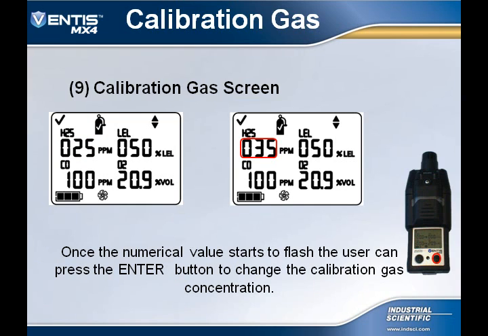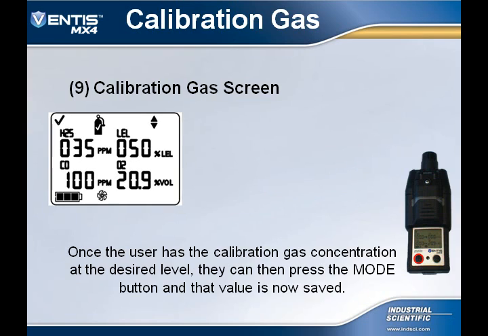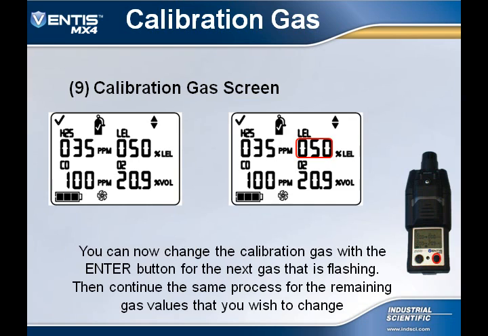Pressing the Enter button will change the calibration gas to the desired value for the first gas. This slide shows changing the calibration gas value for hydrogen sulfide gas to 35. Pressing the Mode button will enter that value. After pressing the Mode button, the calibration gas value for the next gas will begin flashing. Continue this process for the remaining calibration gas values you wish to change.